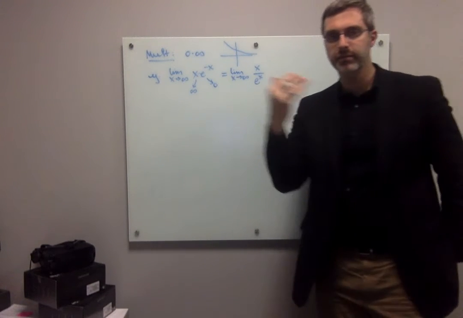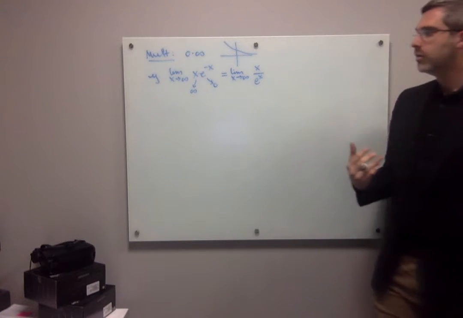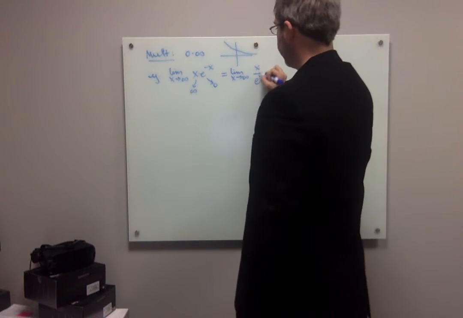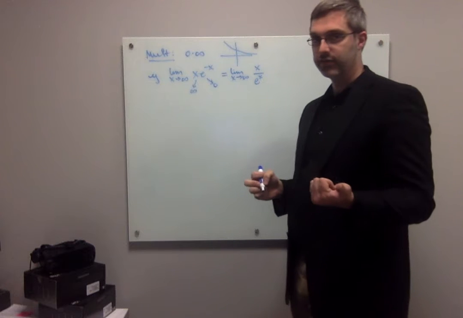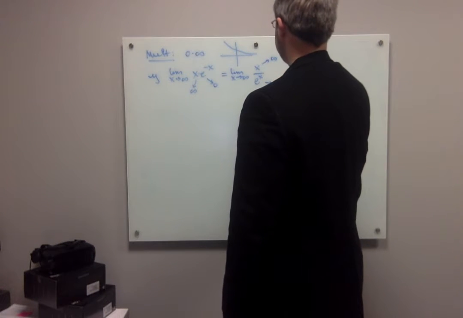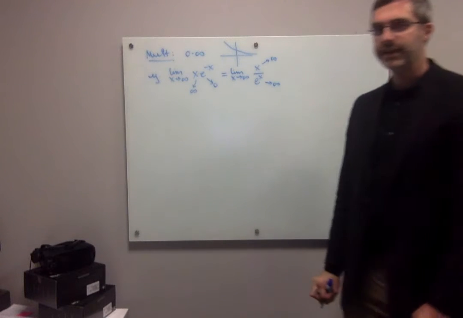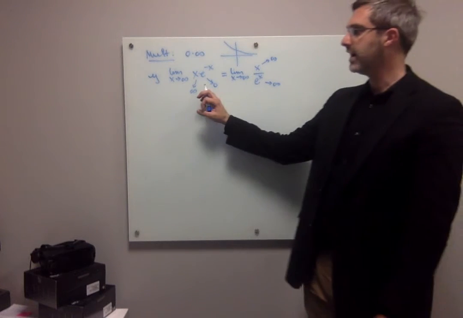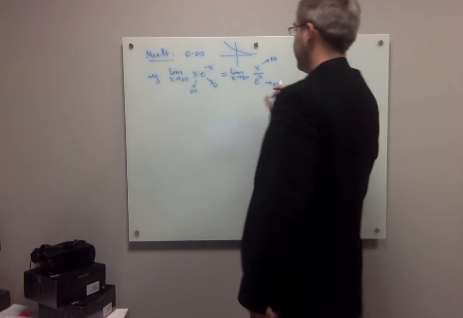That negative exponent means it belongs on the bottom. What you'll notice now is that I do have a fraction, which is a great sign for L'Hopital's rule, and the top goes to infinity, and the bottom actually goes to infinity. So now I can actually apply L'Hopital's rule. I could not here, but I can apply it here.